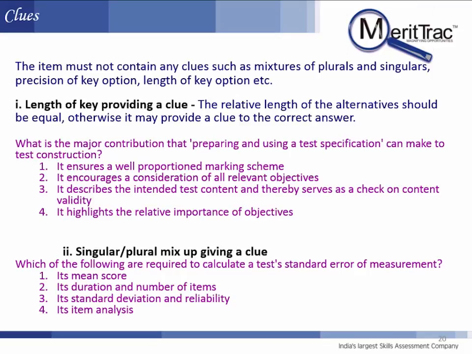Point number 2, singular plural mix-up. Which of the following are required to calculate a test's standard error of measurement? Here option 1 and option 4 would not gel with it. It's only option 2 and option 3, because we are asking which of the following are required. So option 1 and option 4 would not go with it, which means 4 options would get diluted to a 2 option question. So we must be very careful about such kind of lapses.